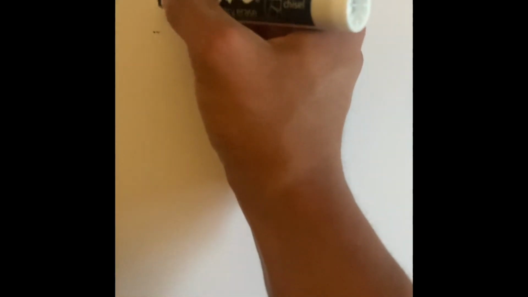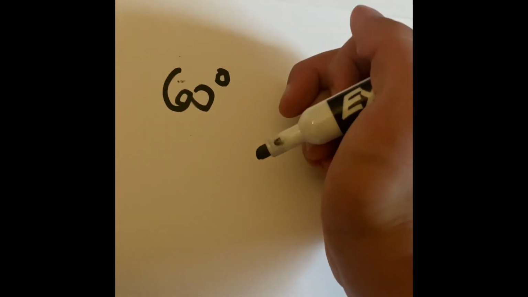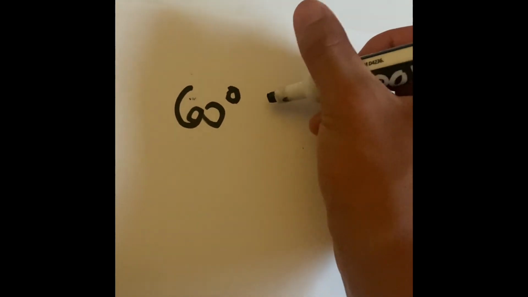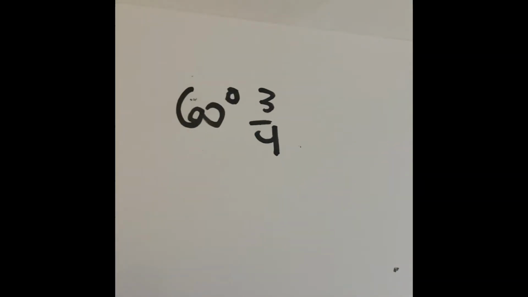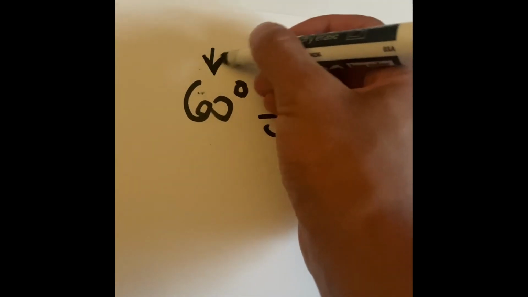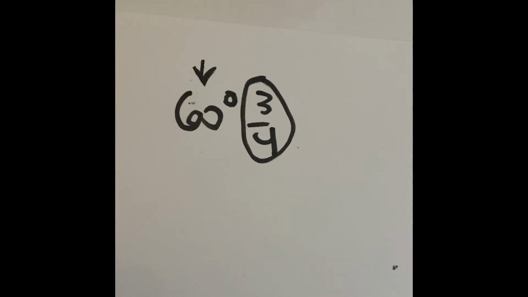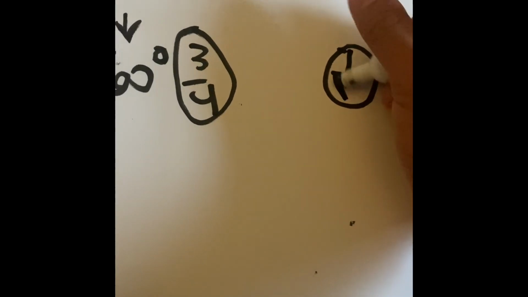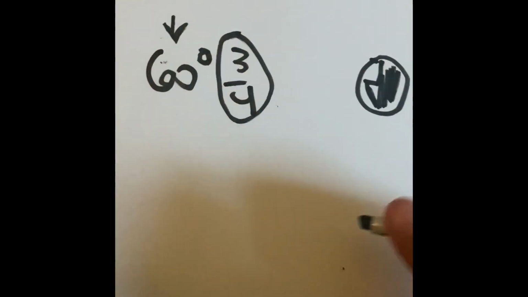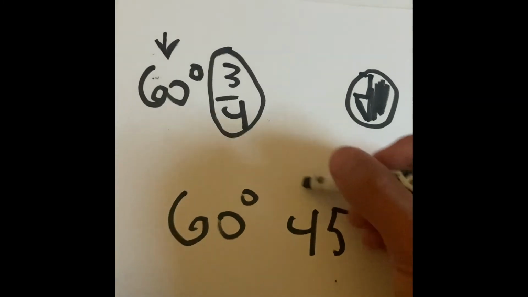So imagine we have a clock that makes 60 degrees, and it has 3 over 4 as a fraction. What is the time? We leave the degrees right here, and we have to handle the fraction and turn it into minutes. If we look at 3/4 of a clock and we draw a diagram, this is basically 3/4 right here. So we can say that it is 60 degrees and 45 minutes.